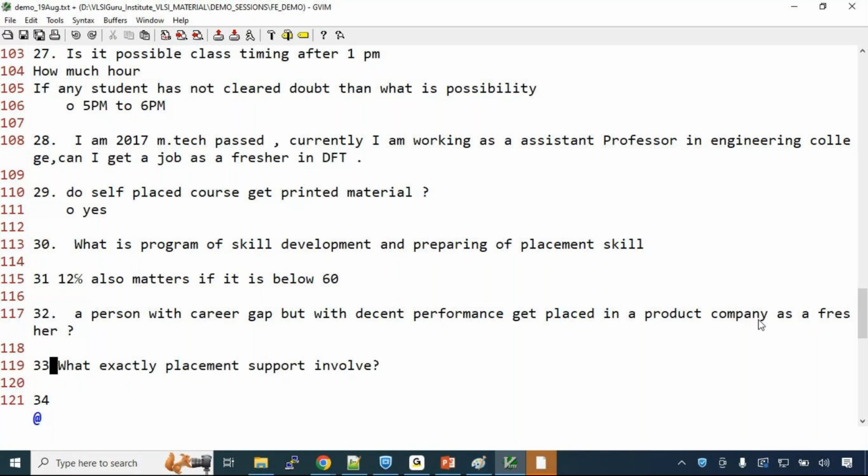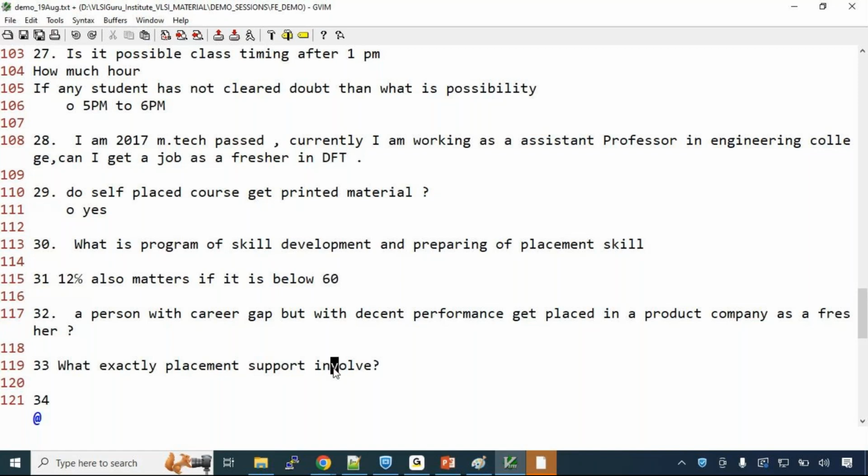What exactly does placement support involve? I told, right? Placement support means what? Helping you update your resume, helping you with the right set of projects, then adding you to a WhatsApp support group. We will have a job support group for DV, a different group for DFT, a different group for PD. You will be added into that group whenever we get the requirements from the companies. We keep connecting with the companies and companies connect with us. We post those requirements in the group. As and when you need job support, you apply to the company and we help you with the entire process. That is what is involved.